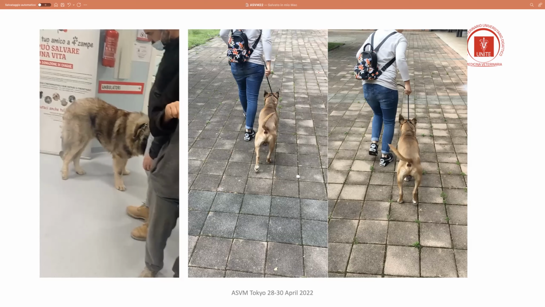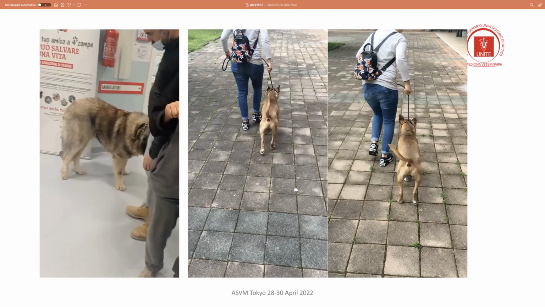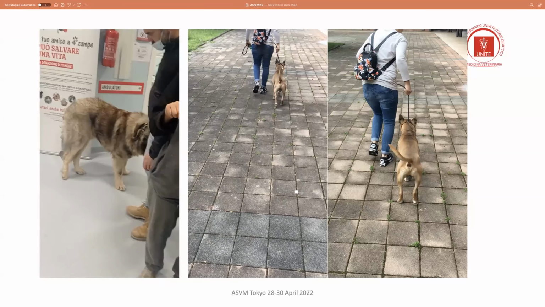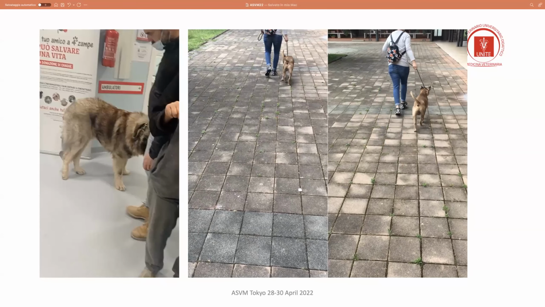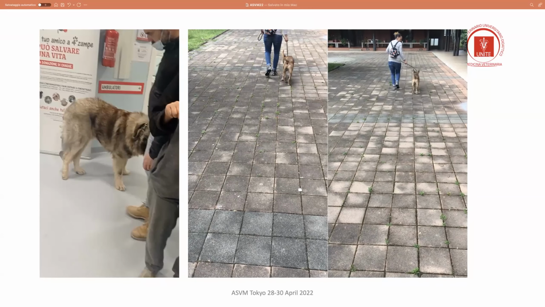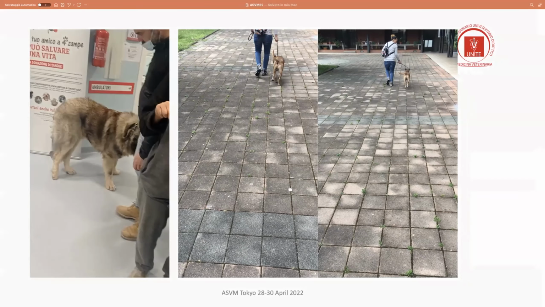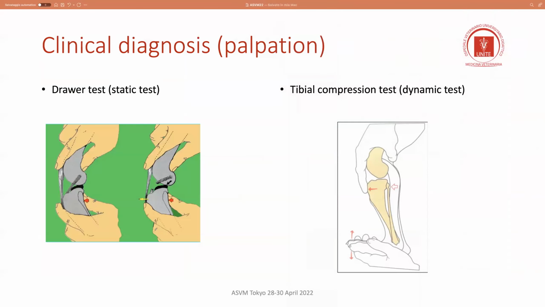But from the other point of view, you can see a dog with very slight lameness. In this case, there is a dog with evidence of grade 1, grade 2 left hind limb lameness. The cranial cruciate disease basically requires a clinical diagnosis, and palpation is very important. We have two main tests that could be performed. The first one is the drawer test, and the second is the tibial compression test.